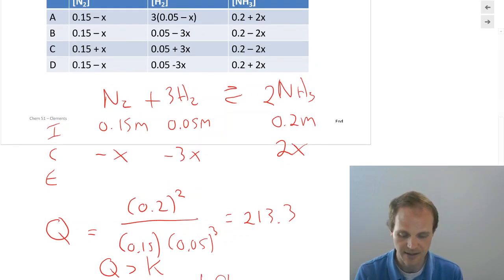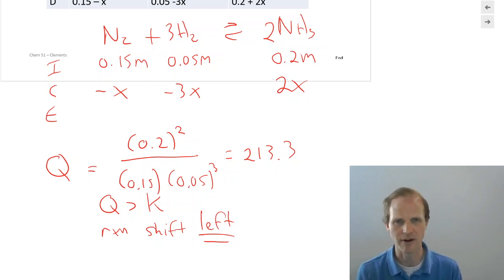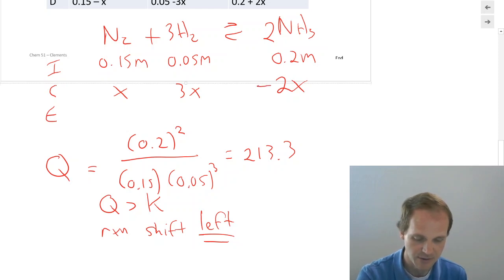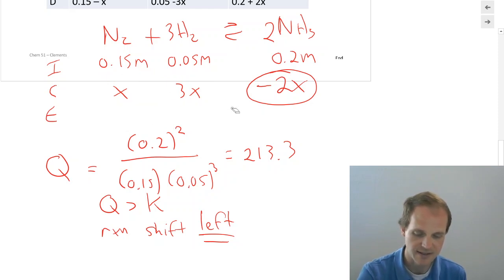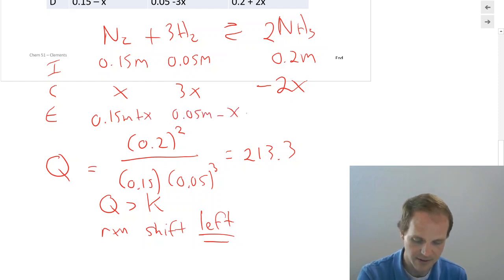So we actually don't get more products made, which was kind of our default thing to think. And that's totally understandable, because every chemistry problem you've ever done has always said, well, let's make more products. But that's not always the case. In this situation, we're actually going to make more reactants. So I'm going to go ahead and switch these. I'm going to lose my products, because that's what shifting left means, and I'm going to gain reactants. So what do I get? I get 0.15 molar plus x, 0.05 molar minus 3x, and 0.2 molar minus 2x.